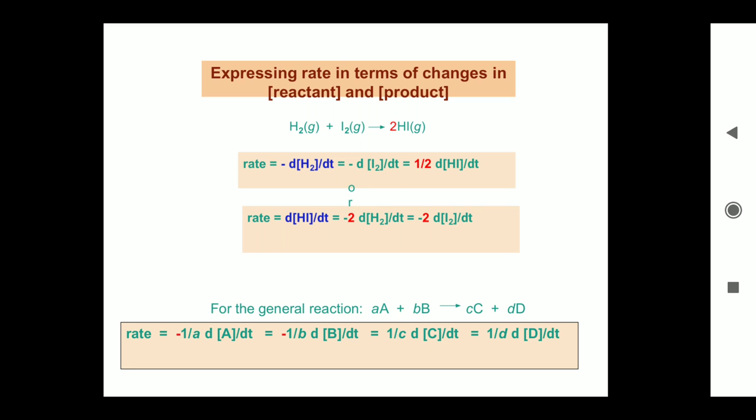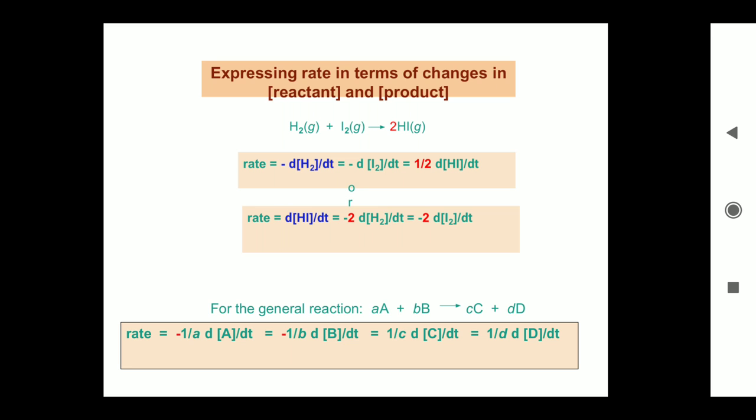So first we will write the positive term, meaning the product species comes first. Rate equal to plus d of HI by dt equal to minus 2 d of H2 by dt equal to minus 2 d of I2 by dt. For this general reaction, we can clear all the concept.